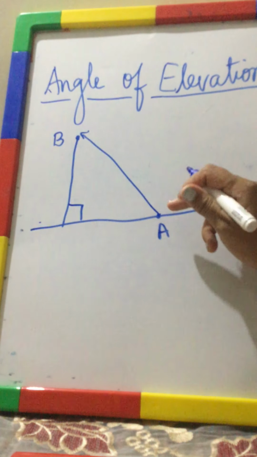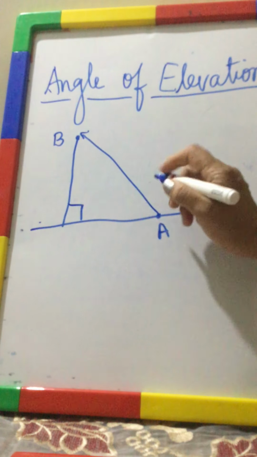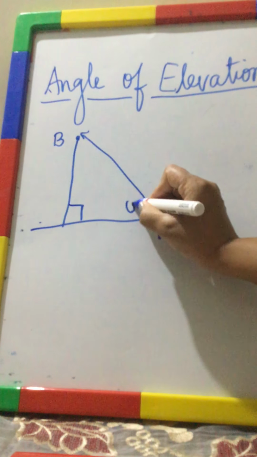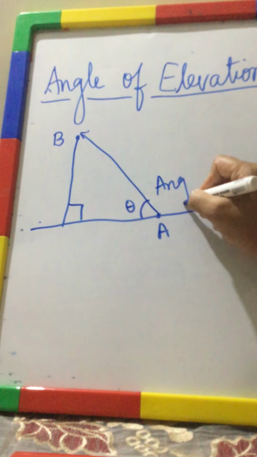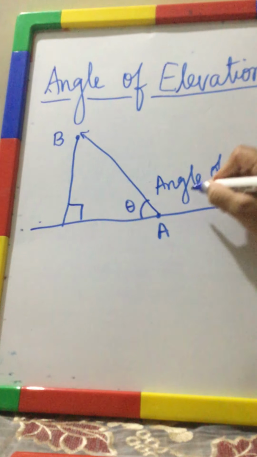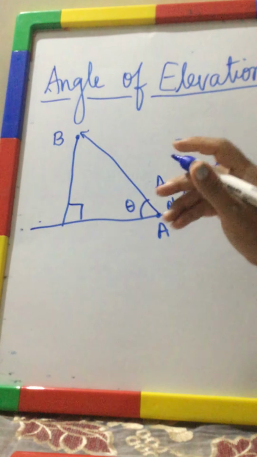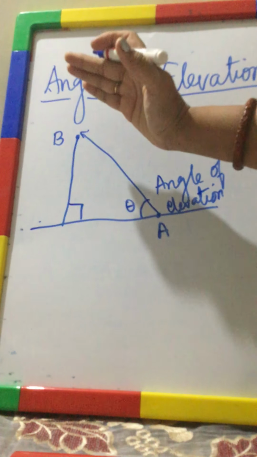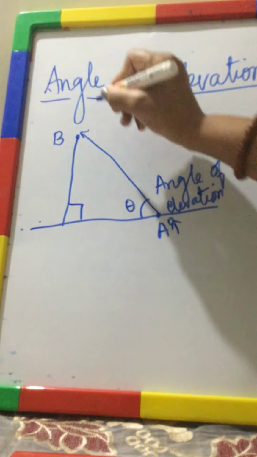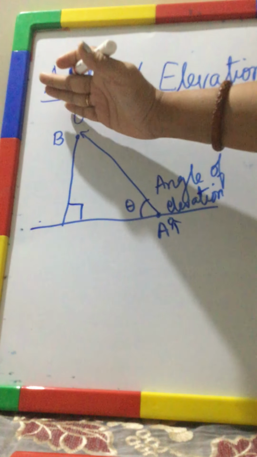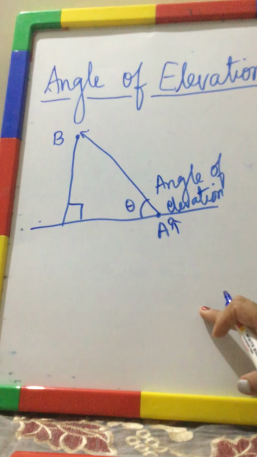Then the angle made by the eye of an observer with the object, we are denoting it by angle theta, is called the angle of elevation, because to see this object we have to elevate or raise our eye. If a person is standing here, then he has to raise his vision or eye to look at this object. So this is called the angle of elevation.